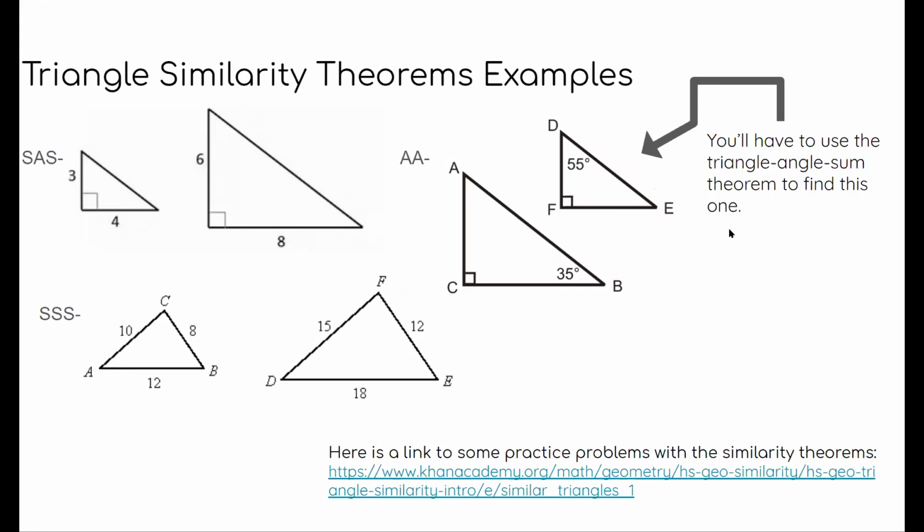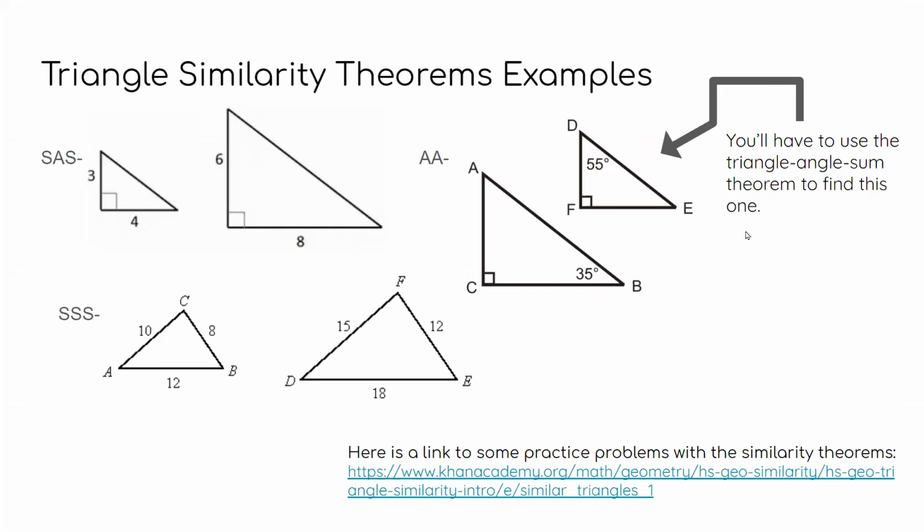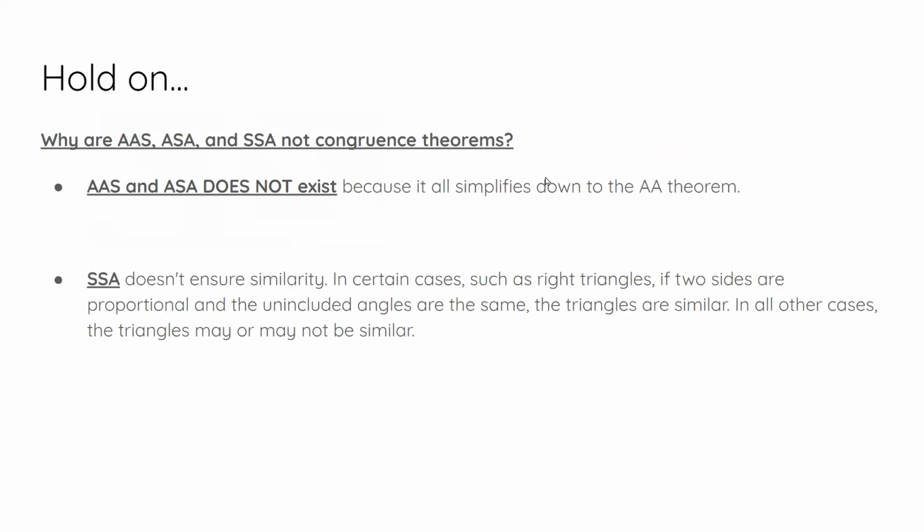Okay, so why are AAS, ASA, and SSA not congruence theorems? AAS and ASA do not exist because it all simplifies down to the AA theorem. And SSA doesn't ensure similarity in certain cases, such as right triangles. If two sides are proportional and the unincluded angles are the same, then they're similar, but this is only conditional. The reason we don't include SSA in our similarity theorems is that in right triangles it may apply, but in other triangles it may not.